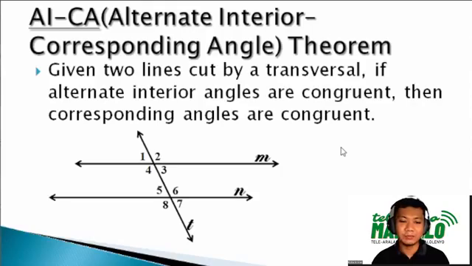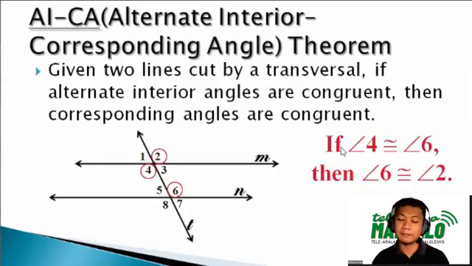Okay, let's say for example, we have the alternate interior angles 4 and 6. We can have, if angle 4 is congruent to angle 6, then angle 6 is congruent to angle 2, which is the corresponding angle of angle 6. Can you please mention another corresponding angle for the alternate interior corresponding angle theorem?